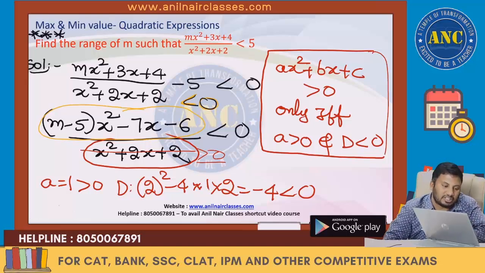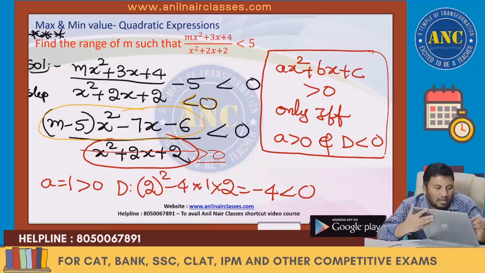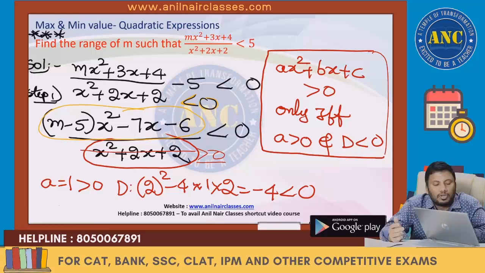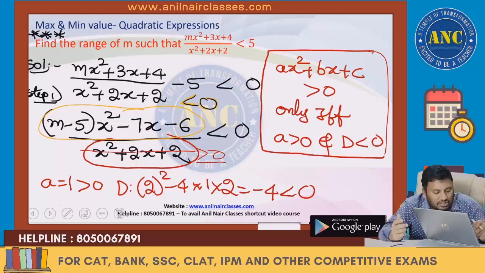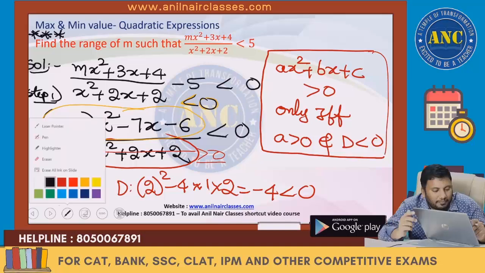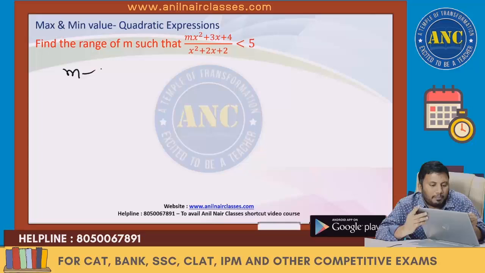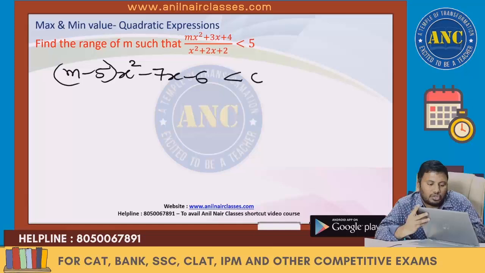Second step. In step number 1, we concluded that the numerator is less than 0. We will write that inequality: (m minus 5)x square minus 7x minus 6 should be less than 0. This is step number 2.